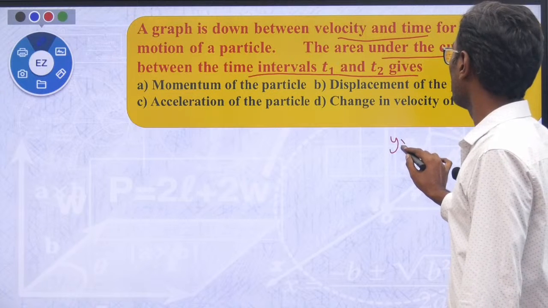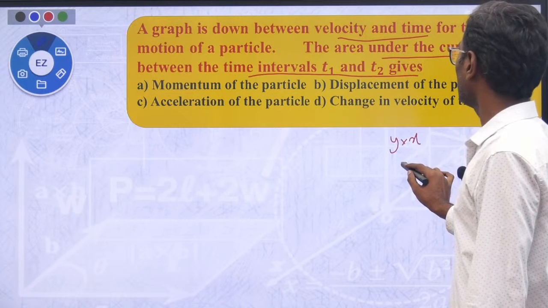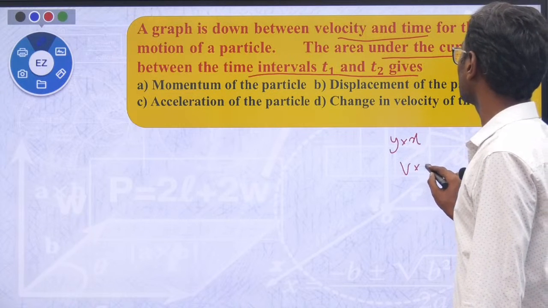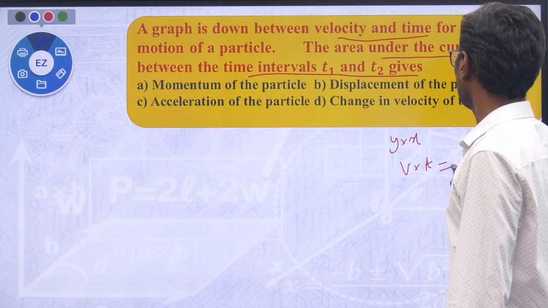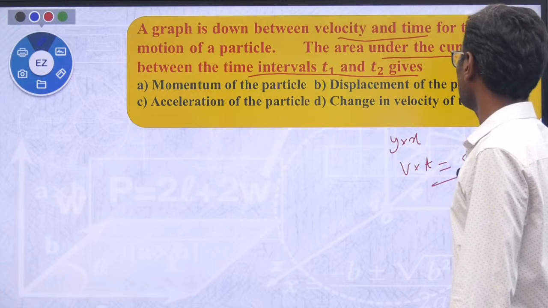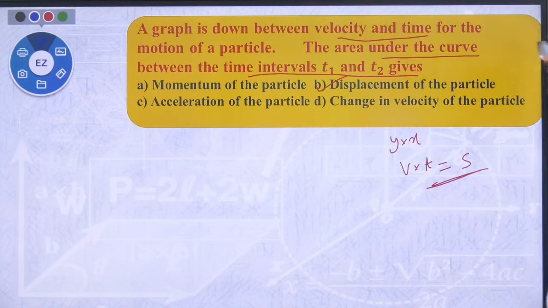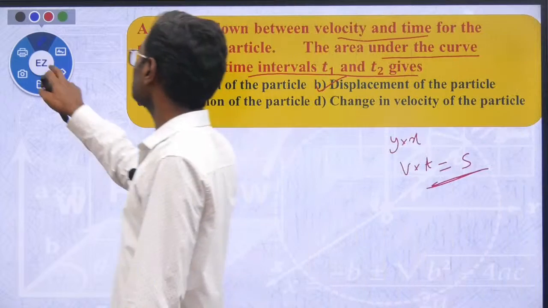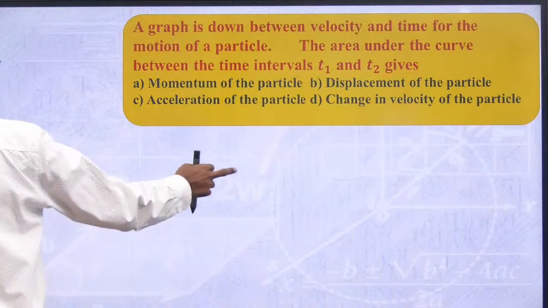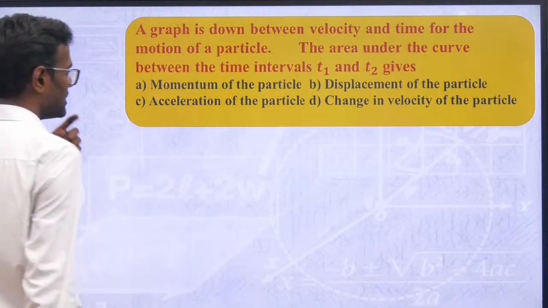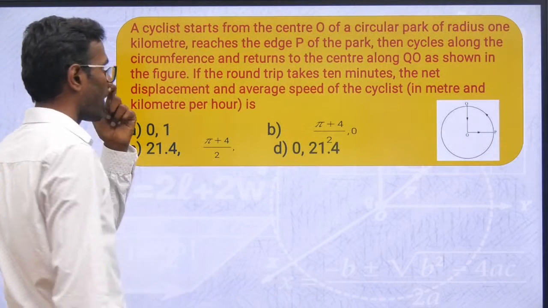Area is equal to y coordinate into x coordinate. What is the y coordinate? Velocity. What is the x coordinate? Time. So velocity into time is equal to displacement. So displacement of the particle. So B is the answer. Then go to the next slide. This is an easy question.